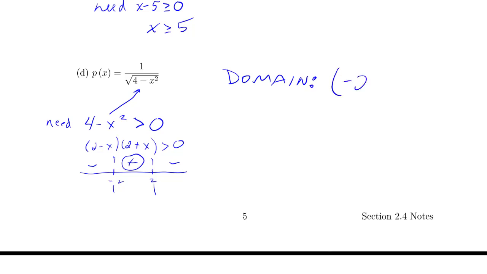would be open negative 2 to 2. Realize that negative 2 and 2 are both going to give us 0 for 4 minus x squared, which would give me a 0 under the square root. That's okay, but it gives me a 0 in the denominator. That's not okay. And anything outside of negative 2, 2 is going to give me negative under the square root, and I'm not allowing that because by default here, we're staying in the real numbers.